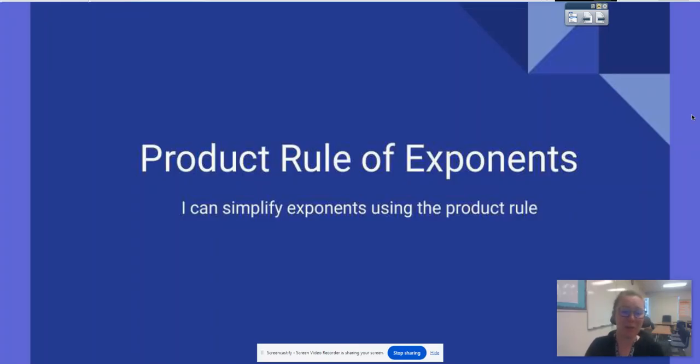Hi, today we're going to learn about the product rule of exponents. Our goal is: I can simplify exponents using the product rule.